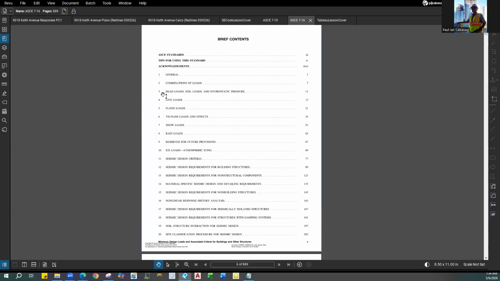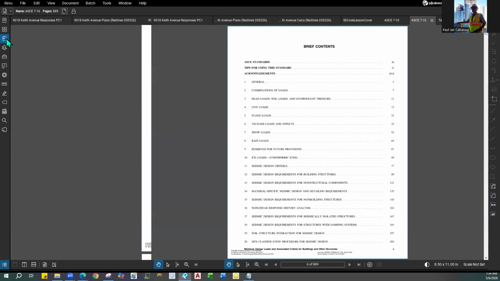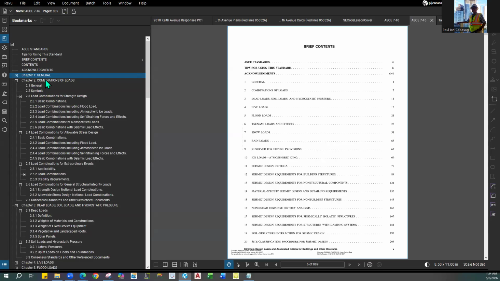Okay, so this is the table of contents. I'll always refer back to this before each lesson. So we're just going to cover chapters one, two, and three. So let's go to chapter one.